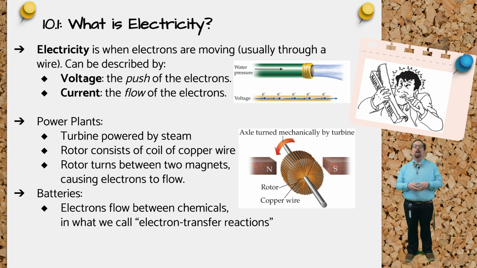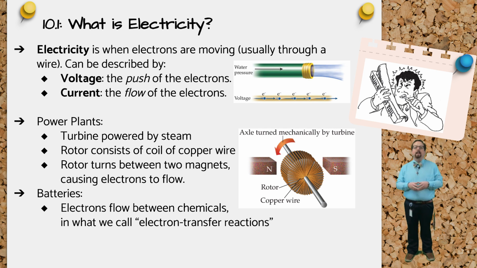One of the types of electricity that we encounter every day is called alternating current, and it's produced by electrical power plants. In these power plants, a turbine is often powered by steam to get it to turn. As it turns, it causes a rotor with coils of copper wire on it to rotate between two magnets. As it does this, the magnets cause the electrons in the copper wire to flow back and forth, producing our alternating current.